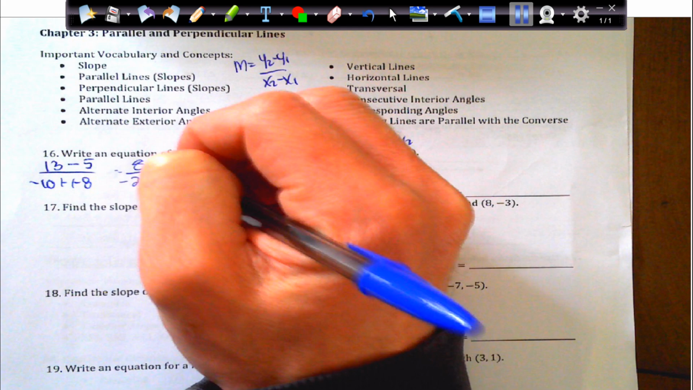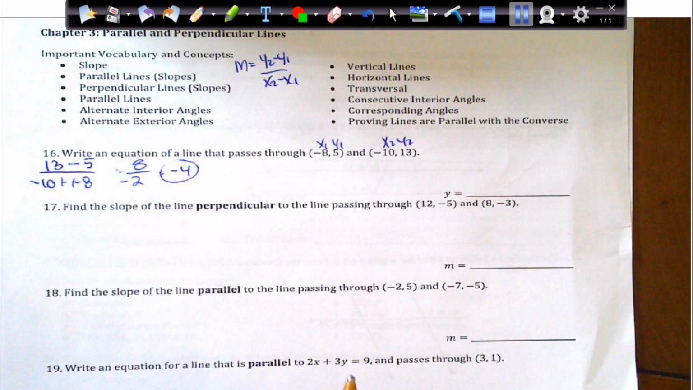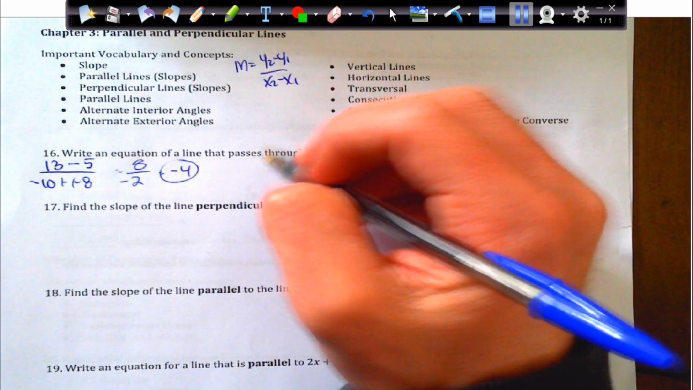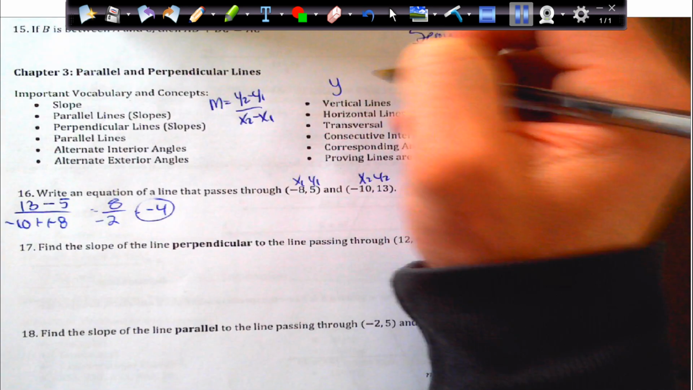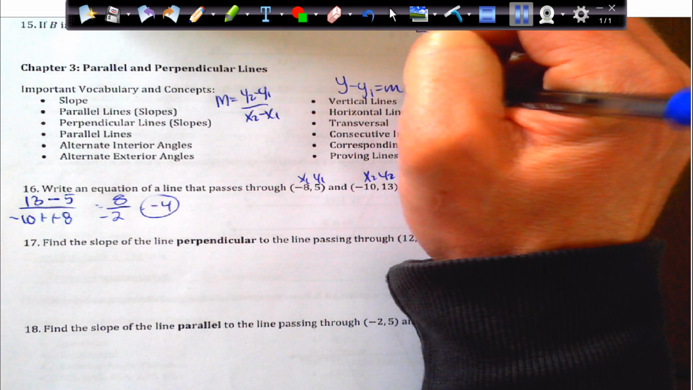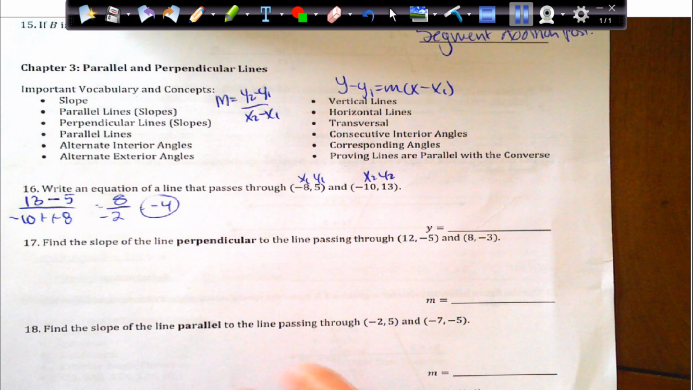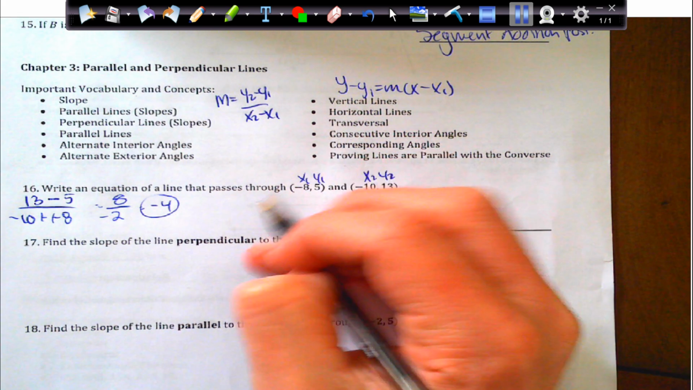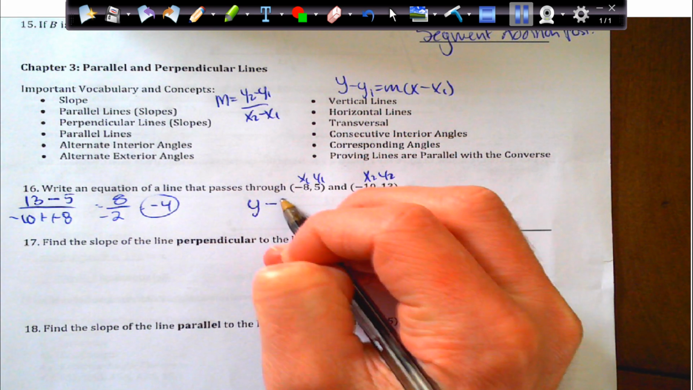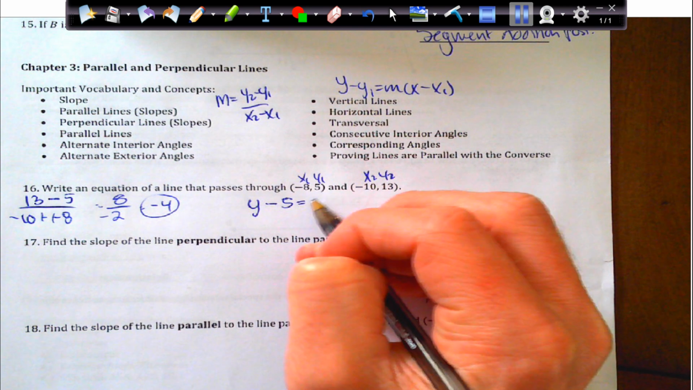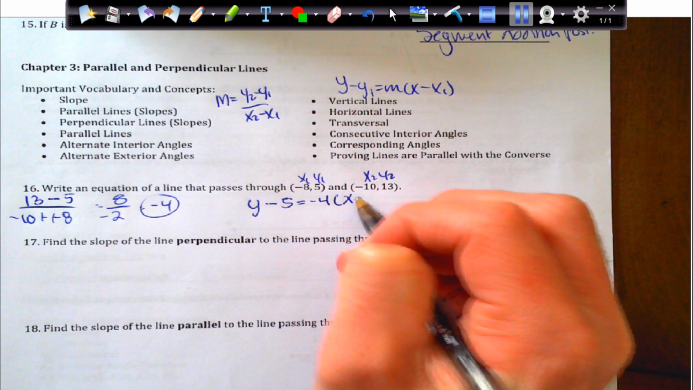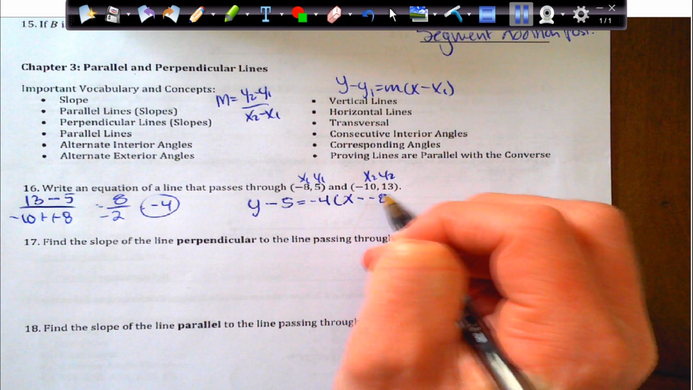So this should give me a slope of negative 4. So with a slope and a point, I can put into point slope form, which I guess I'll write up here. And so I'm going to go ahead and plug that in. So y minus y1, which is 5, equals the slope, negative 4, x minus x1, which is negative 8.